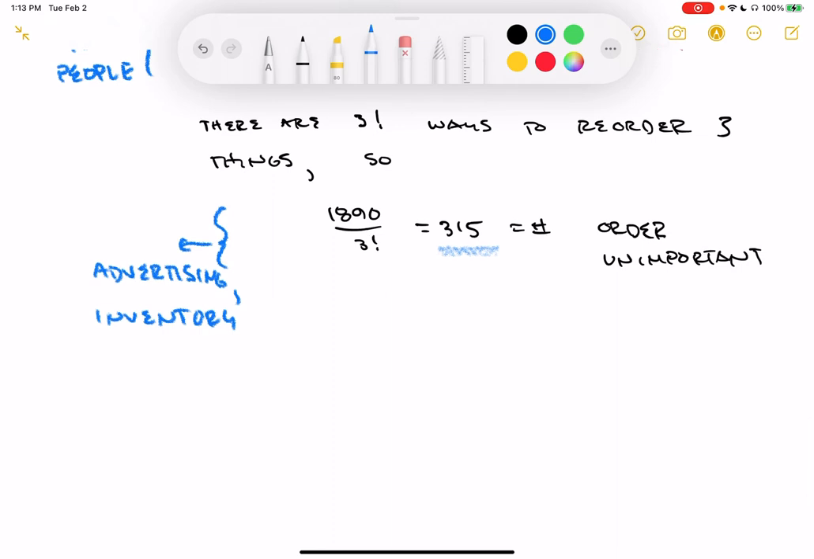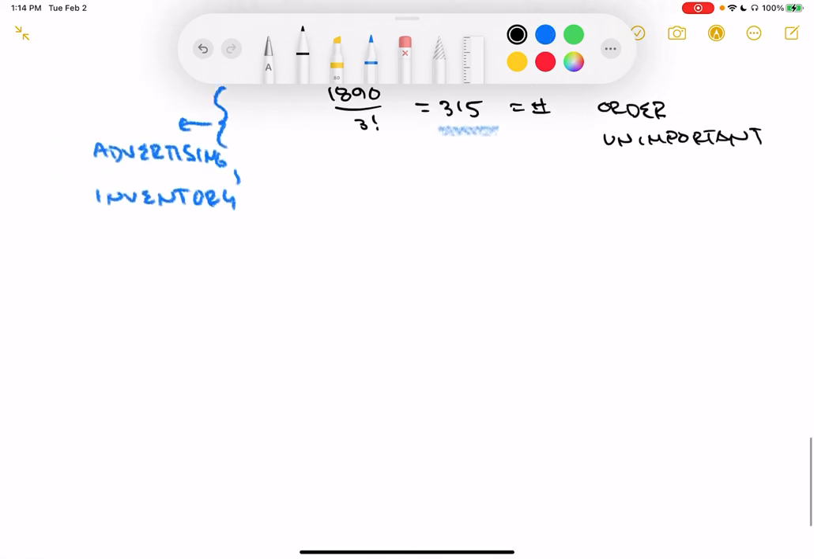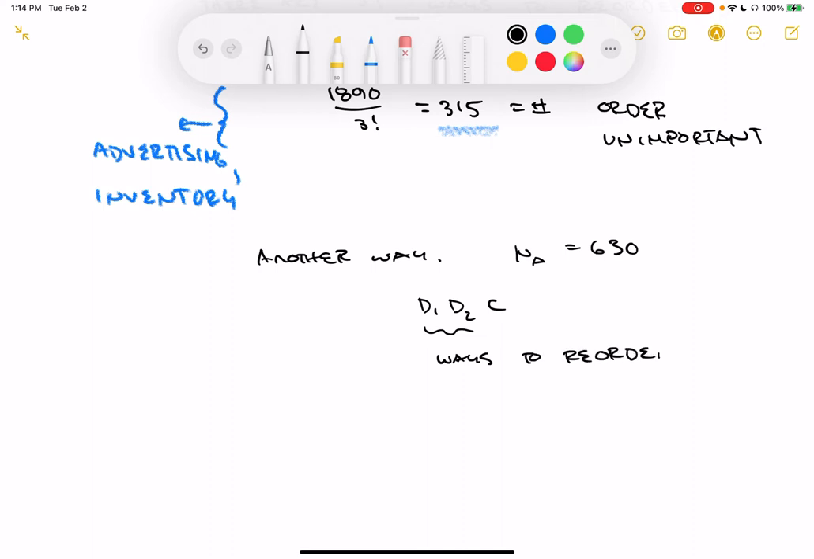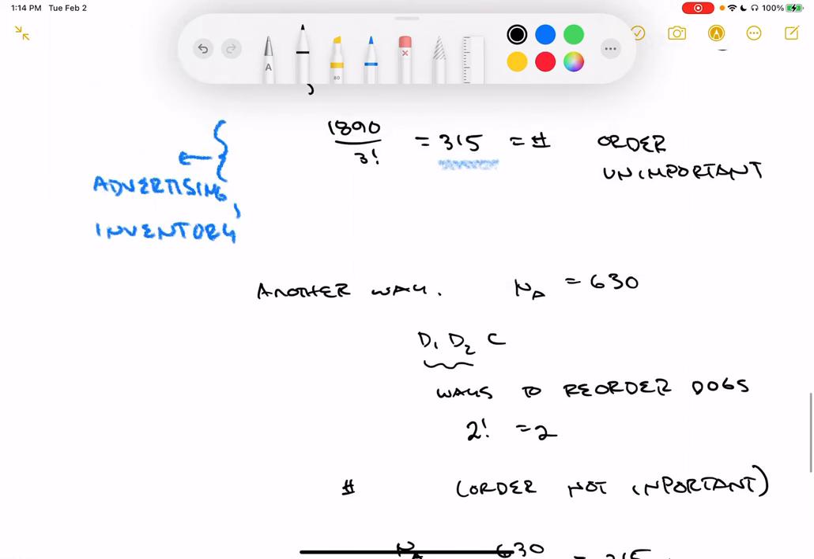By the way, there's another way I can get that 315. Go back and take a look at that original event sequence NA. So we'll call this another way. Recall that NA was equal to 630, and that was reflected of dog 1, dog 2, and cat, right? But there are the ways to reorder those dogs, because we're trying to get to where order doesn't matter here, which is 2 factorial, equaling 2 ways. So the number where order is not important would be NA divided by 2 factorial, which is 630 divided by 2, which equals 315. And that is exactly what we had before.